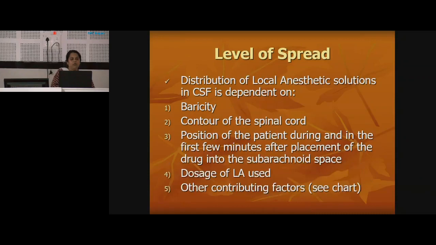So, how about the level of the spread? Once you have given the local anesthetic in the intrathecal space, it has to spread. But what will be the level of the spread? It will depend on many other factors.